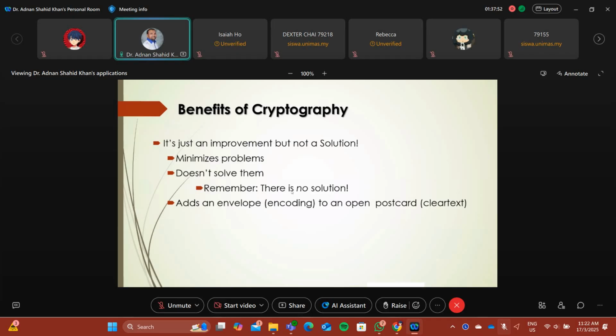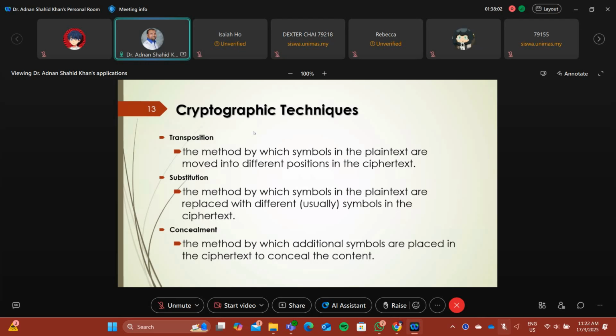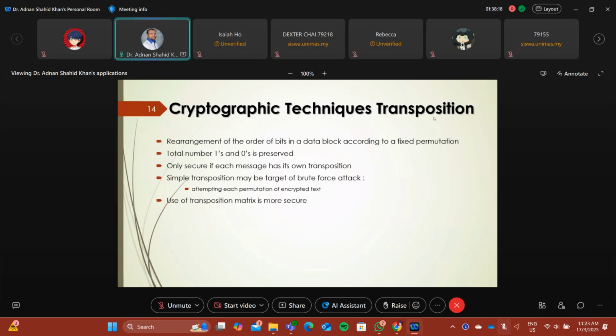This is all data. It adds an envelope encoding to an open postcard, clear text. So these are the benefits of cryptography. So we have very baseline techniques. One is transposition, how to apply it, how to do encryption and decryption. Transposition, we have the substitution method, and then we have concealment. See one by one.